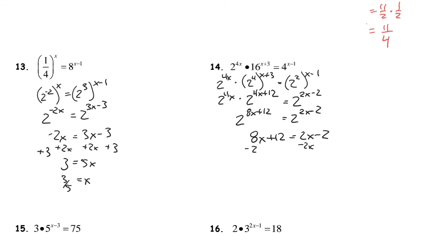Bring the 2x over, bring the 12 over, and I'm going to get 6x is equal to negative 14. Almost there. I'm going to divide both sides by 6. It's going to be negative 14 over 6. And those are both divisible by 2. And then when I do that, I get negative 7 over 3.